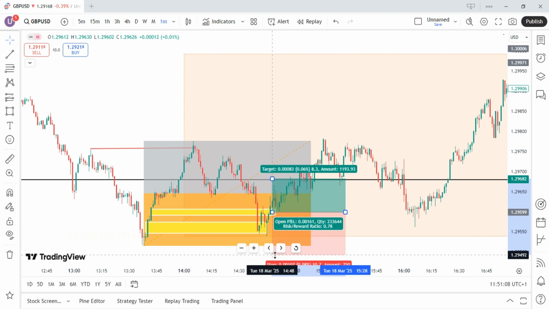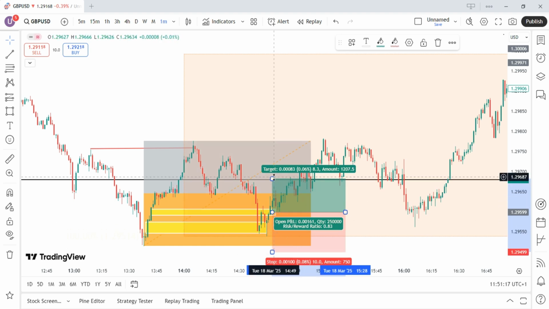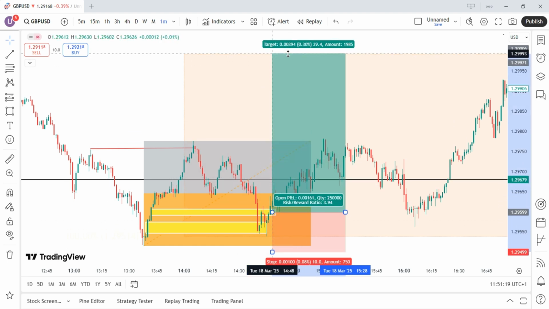Just about 10 pips stop loss, below this zone. This one is a 10 pips stop loss. We'll take it. We are targeting the previous high again. We are moving back to where the previous high is.